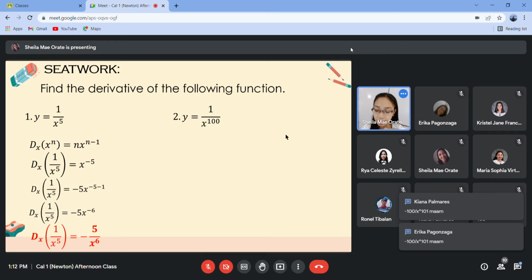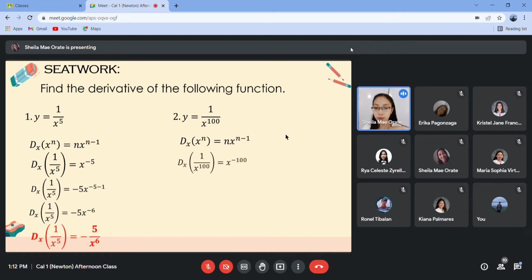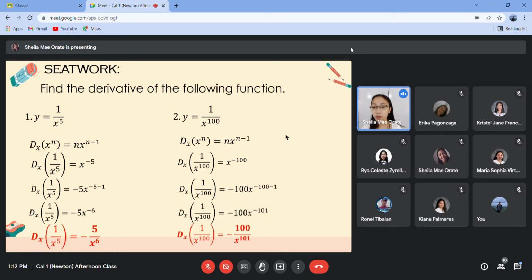Okay, let's check. We have here the formula for power rule. Then transfer it to the numerator to make it a negative exponent. Then apply the power rule of negative 100 x raised to the power of negative 100 minus 1. So we have negative 100 all over x raised to the power of 101. Okay, so check your answer. So, do you understand the power rule?